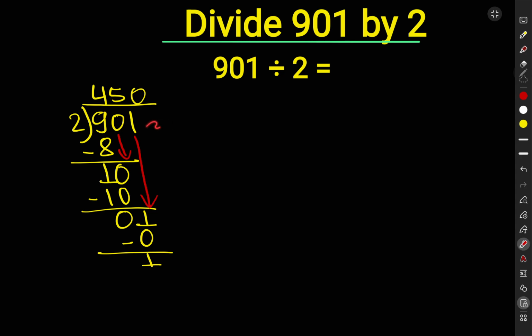So now there are no numbers to put down. So we take a decimal here so that we can put 0. So now it is 10 and 2 times 5 is 10. On subtracting we get 0. So 901 divided by 2 is 450.5.